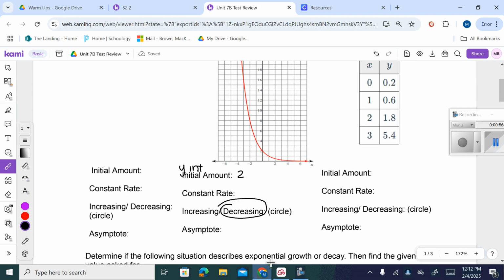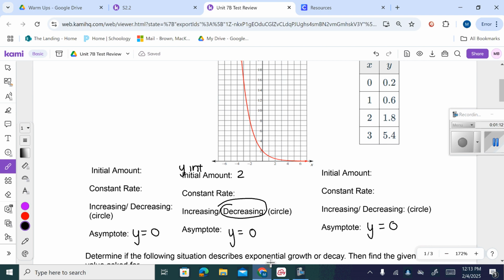Zero. Finding the equation: y equals 0. That's the x-axis. Okay? And you can go ahead and fill that in for these other ones. The asymptote over here is y equals 0, and so is this one. Okay? So we got to go and find the rate.